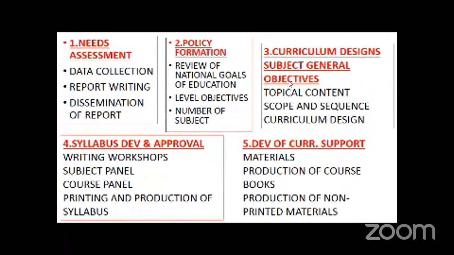In stage number 4, we talk about the syllabus development and approval. Under the syllabus development and approval, the ministry has to conduct the workshops. It has to come up with the subject panel and the course panel. From the workshops to the subject panel to the course panel, these panels sit, discuss, and come up with their recommendations on how the syllabus should appear. In most cases, you will realize that in Kenya, this is done at the KICD. And then there is the printing and production of the syllabus, after all those processes have been followed.